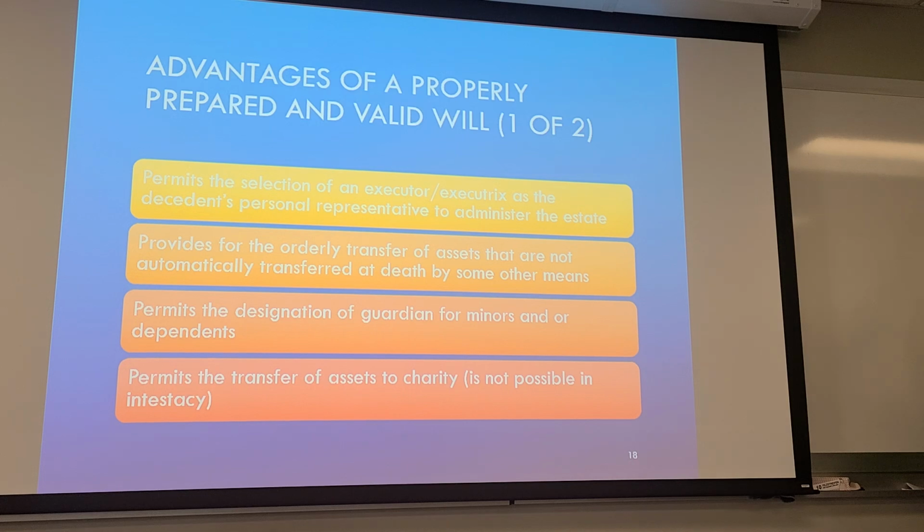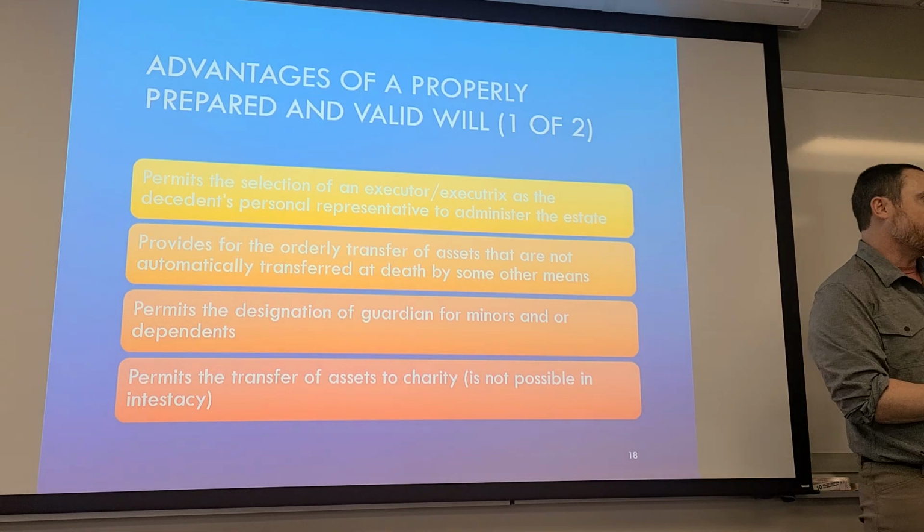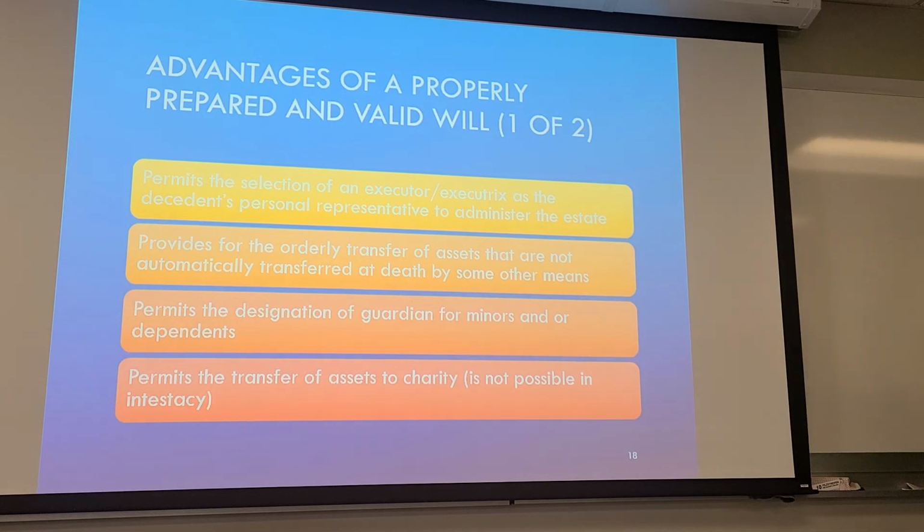They're making sure my home stays insured after I pass away before it's sold, because if it burns down, I don't want my sister to be liable for the cost of that home. So I want to make sure all the legal things are correctly done. Orderly transfer of assets, they're not automatically transferred. How else are they automatically transferred?